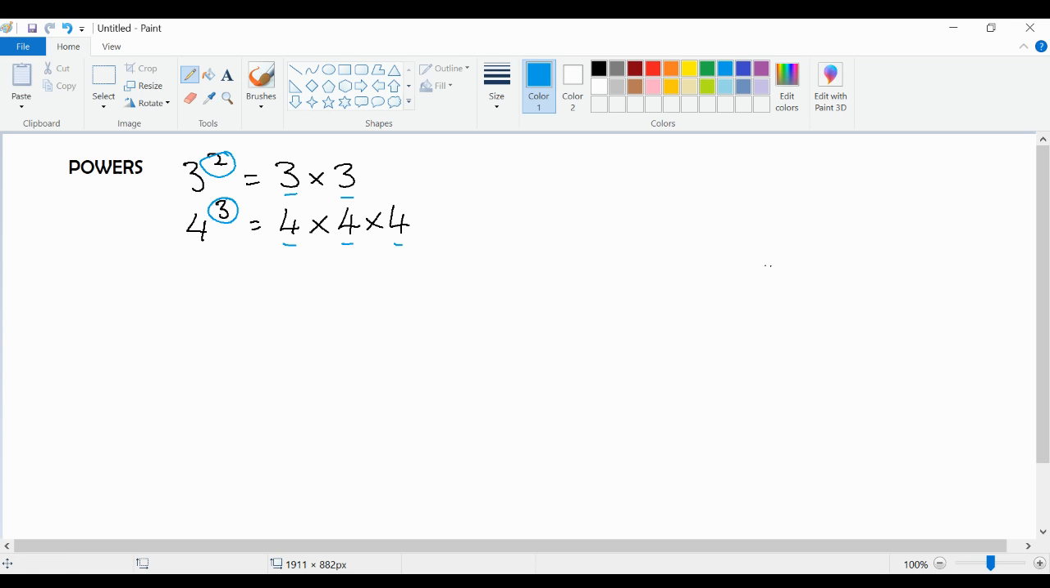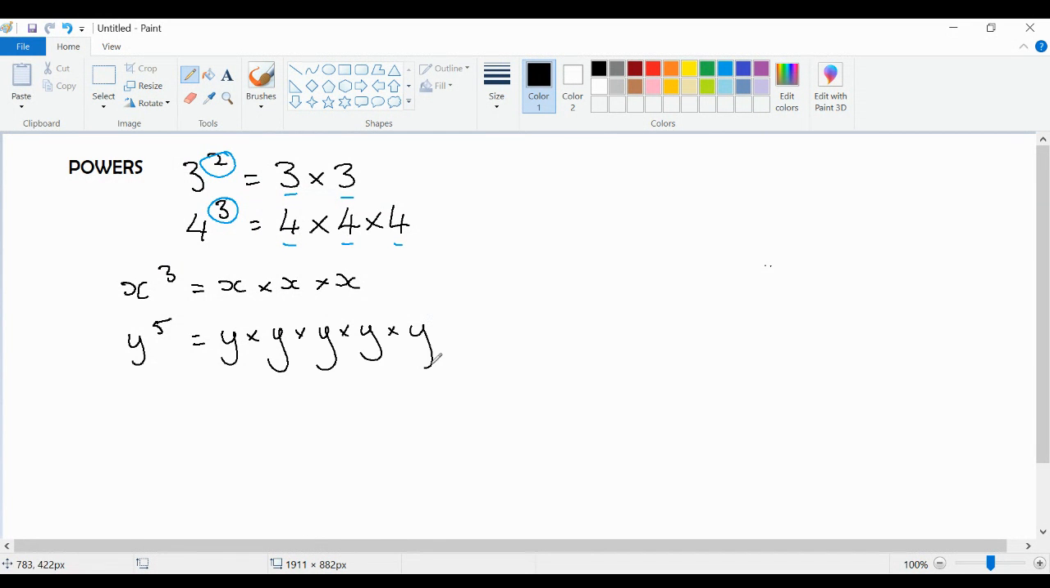Okay, so let's do some with some algebra. If you've got algebra and you've got something like x to the power of 3, then we don't know the letter, but we can write just x. So x times x times x is x to the power of 3. So if I have something like y to the power of 5, then I would have y multiplied by y, multiplied by y, multiplied by y, multiplied by y.